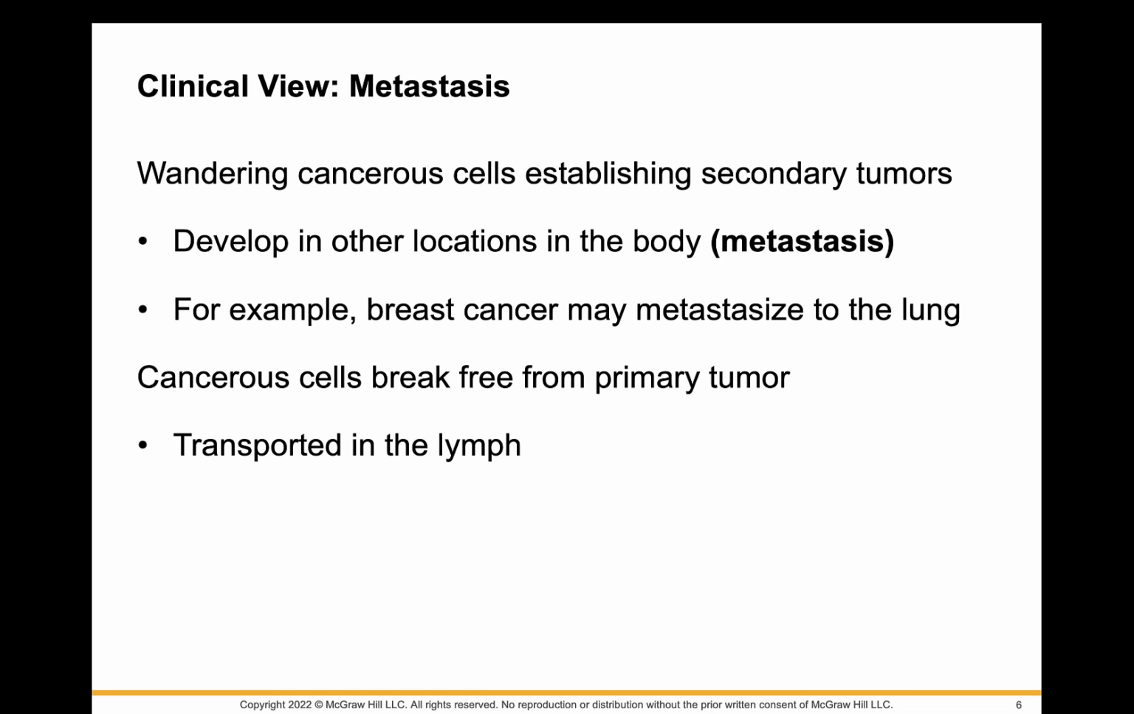For example, there are a number of cancers such as breast cancer. It may metastasize to the lung. Lung cancer quite often metastasizes, or makes its way, to the brain. So basically, these cancerous cells break free from the primary tumor, and they're going to move to other areas of the body, transported within the lymph.